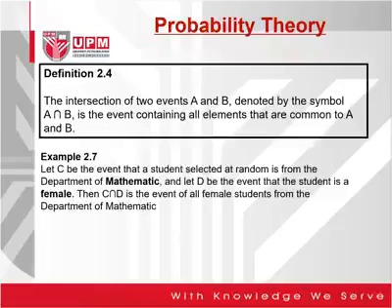Okay, subsets. Cases A and B mean that they have common elements. So example 2.7. Let C be the event that a student selected at random is from the department of mathematics. C is a student from the department of mathematics. D is a female student. So what is C and D? C and D means that we want to find those from the department of mathematics who are at the same time female. This is what we call the intersection of two events.